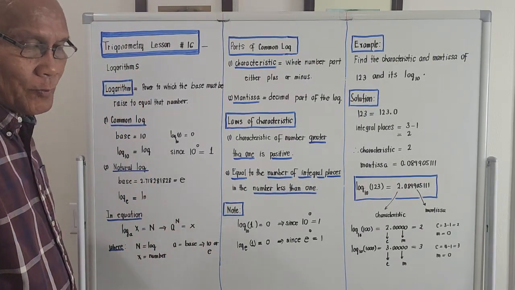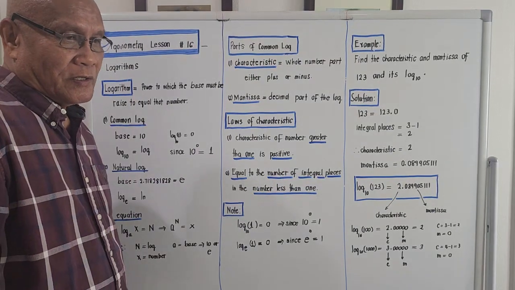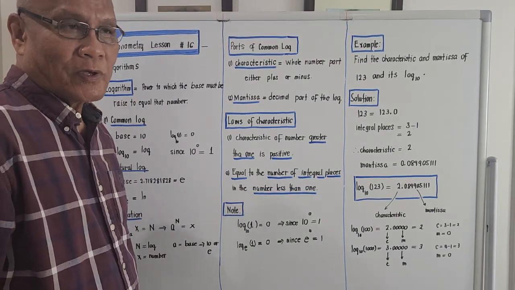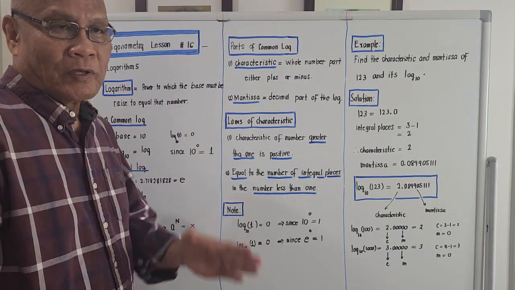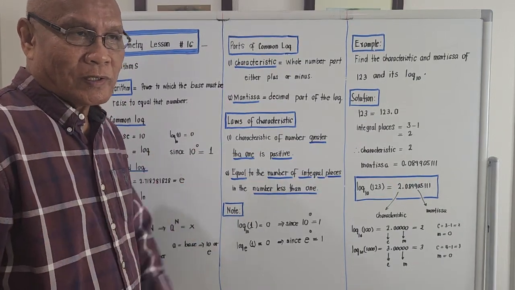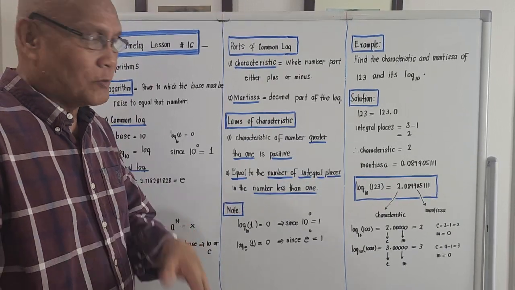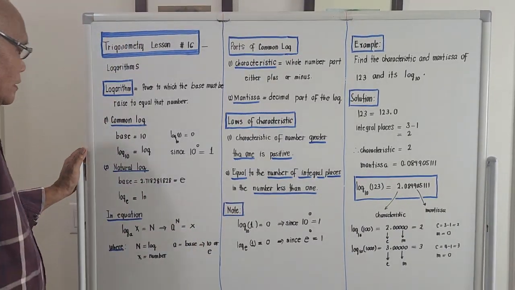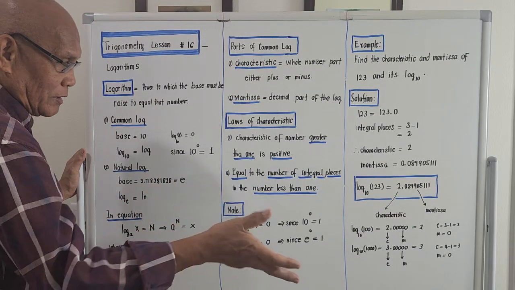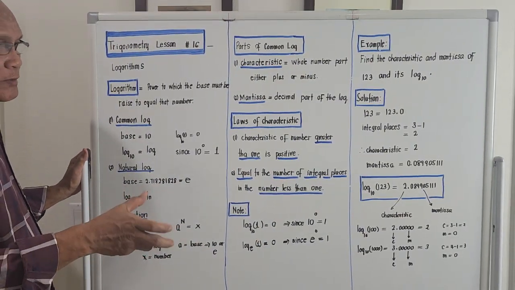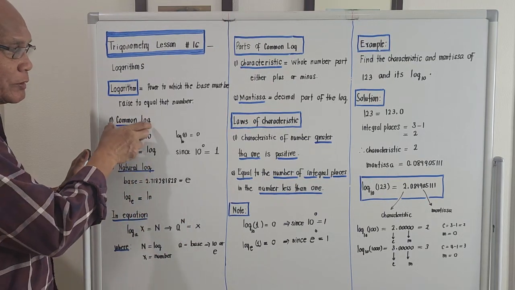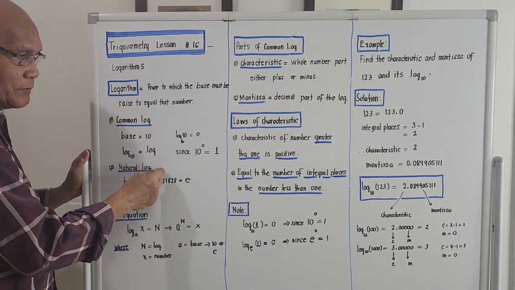A logarithm of a number is the power to which the base must be raised to equal that number. That's the definition of logarithm. If you could memorize that one, you will not get lost in the study of logarithm. Okay, there are two types of logarithm. For the meantime, we will concentrate on the common logarithm and the natural logarithm.